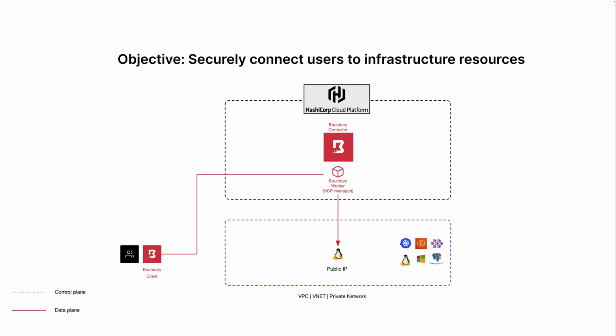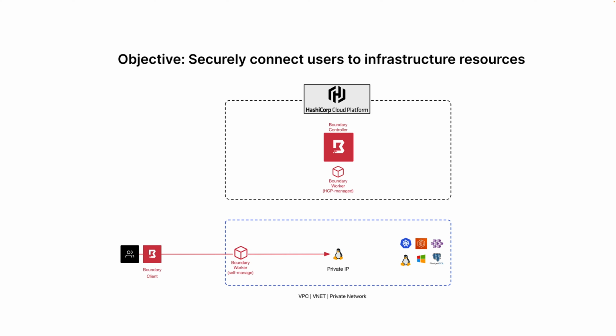So this workflow is perfectly fine when you're just testing out Boundary just to see the user experience, but exposing public IP addresses for all of your resources is not something you'd want to do in production since it does increase the attack surface. Instead, we want to use the resource's private IP address and use a self-managed Boundary worker as a proxy and the inbound entry point to get to the resource, thus reducing the attack surface. So let's go set that up.